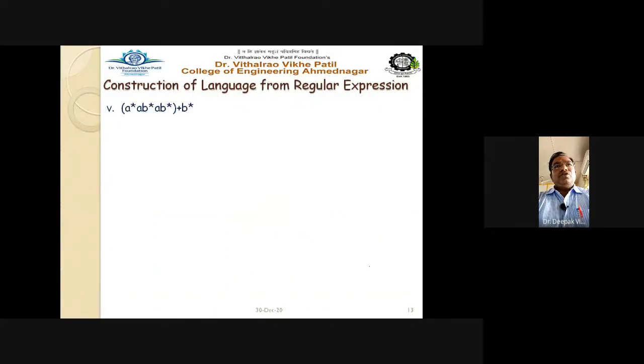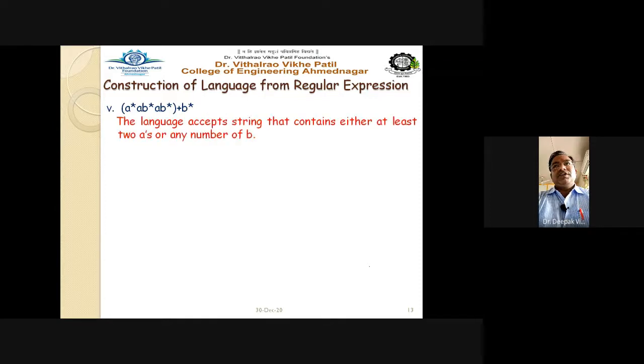A star dot a b star dot a b star out of the bracket plus b raised to star. We have to write the language for this particular given regular expression. So I can write the language that accepts the strings that contain at least two a's. What I observe from the regular expression is that this a is compulsory and this occurrence of a is compulsory, where this b and this b can have any number of occurrences, and this b also has any number of occurrences.